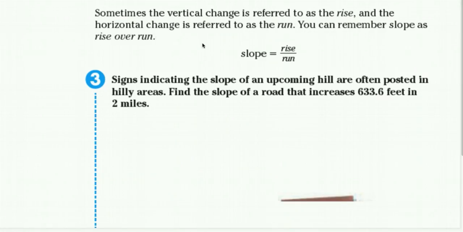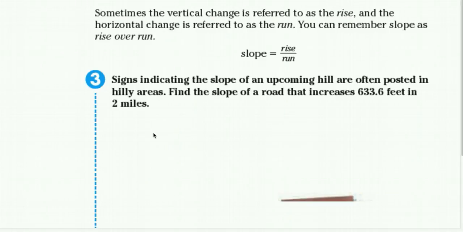Sometimes the vertical change is referred to as the rise and the horizontal change is referred to as the run. So you can remember slope as rise over run. And we can see this in example number 3. Signs indicating the slope of an uphill are often posted in hilly areas. Find the slope of a road that increases 633.6 feet in 2 miles.